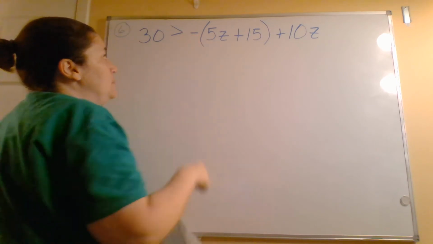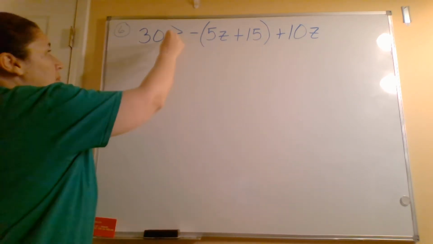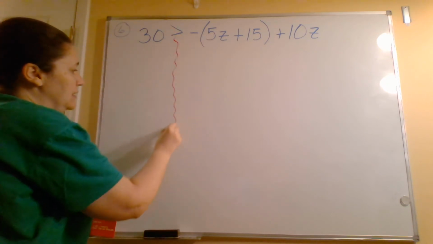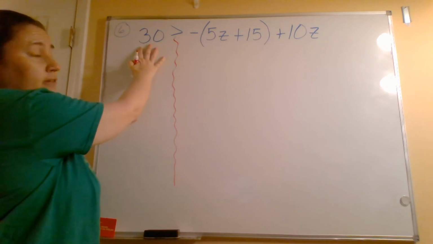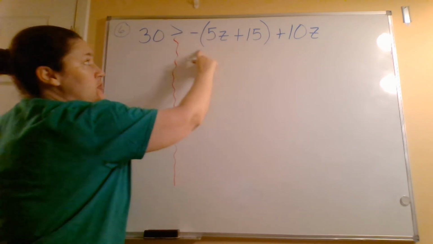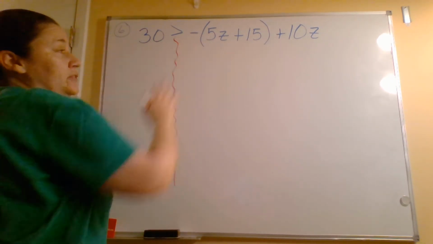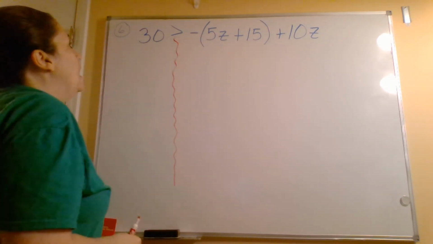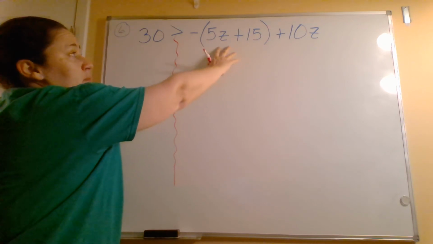I need to distribute this negative sign. Another thing I want to point out about this problem is this is the right and left sides of the inequality. This is the left side. This is the right side. Usually this big part is on the left. In this case, they put it on the right, and that's okay. So we need to look at the side where the variable's on and simplify it as much as possible.